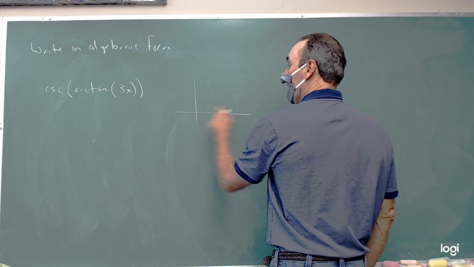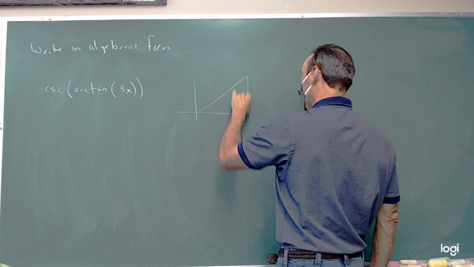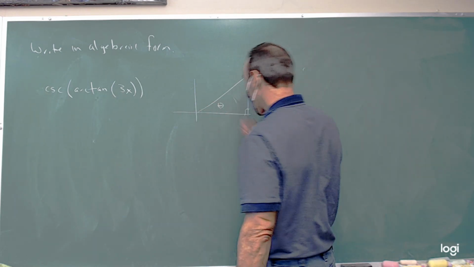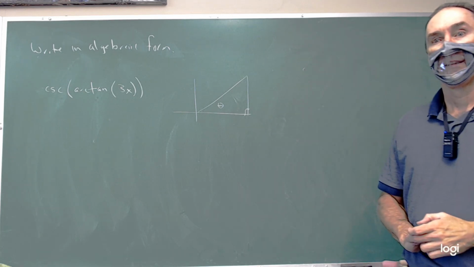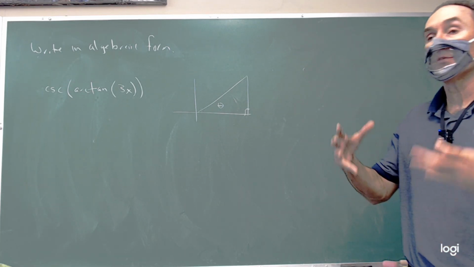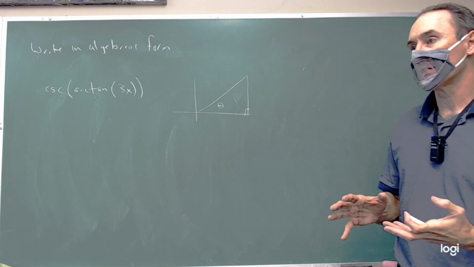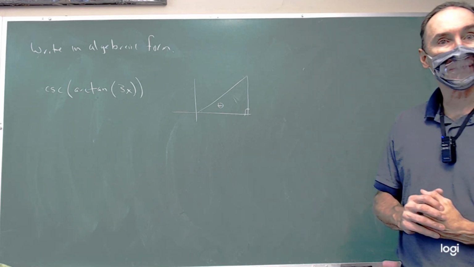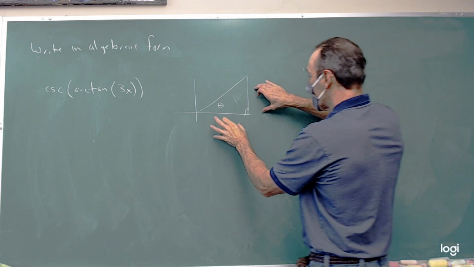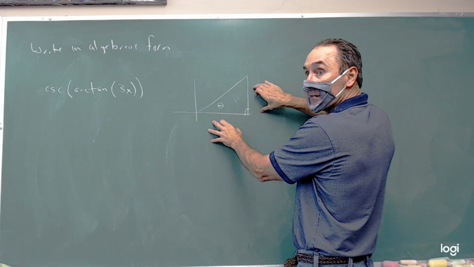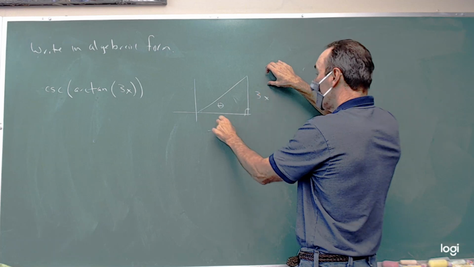So, an arctangent is an angle. So I'm going to draw an angle. There's my arctangent. It's the angle whose tangent is 3x. And from SOHCAHTOA, we know that tangent is opposite over adjacent. So the tangent must be 3x. Well, that must be 3x over 1.